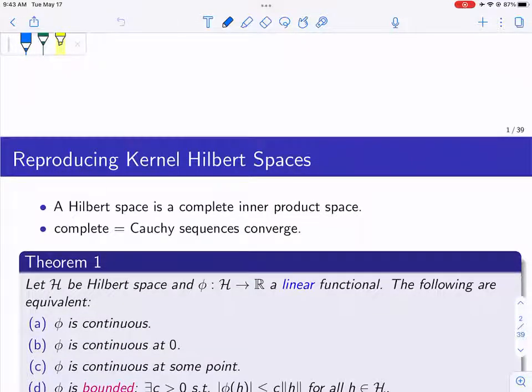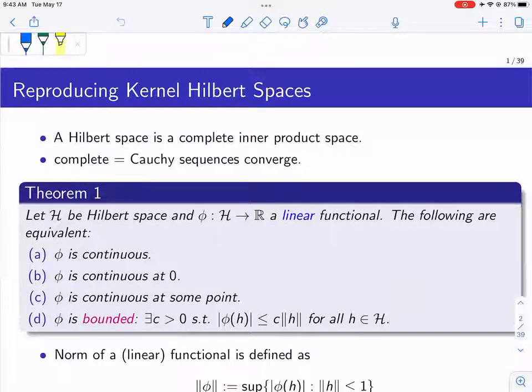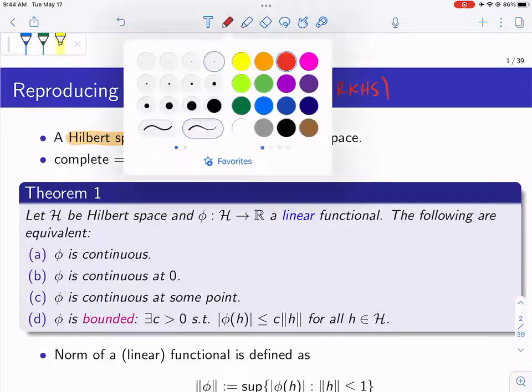So the way to formalize this is via this idea of reproducing kernel Hilbert spaces, or let's say RKHS for short. And in order to do that, I'm going to have a detour to discuss some ideas from functional analysis, and then go back to the definition of the RKHS. So the first thing that we need is the notion of a Hilbert space.